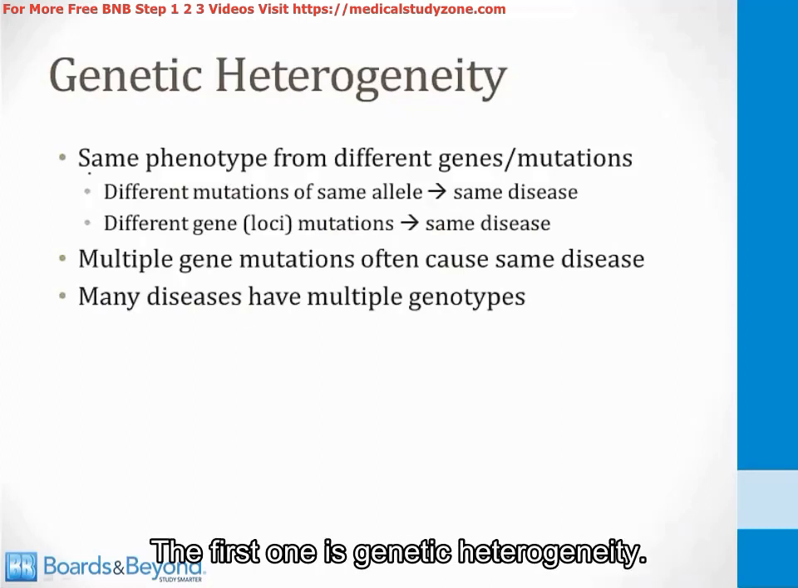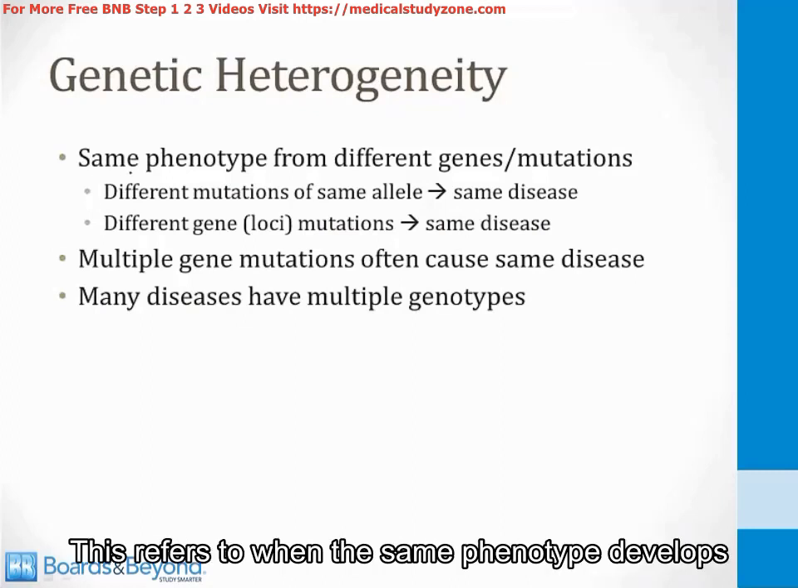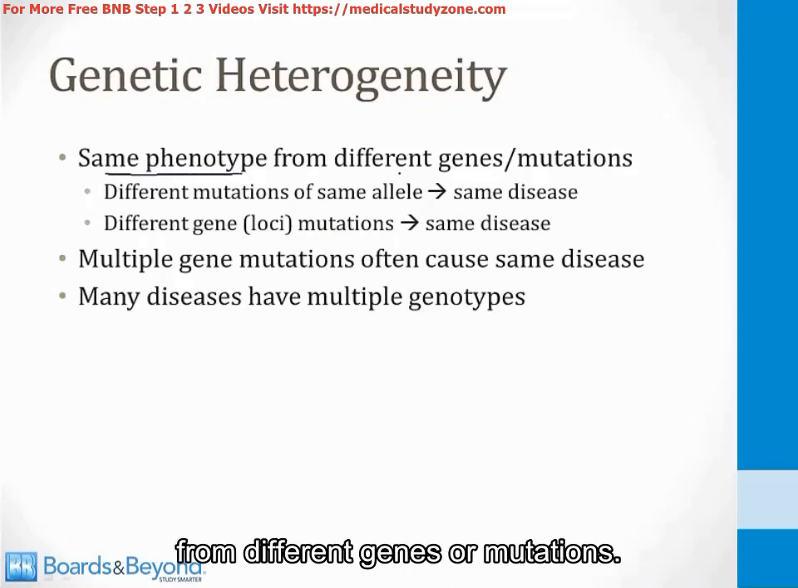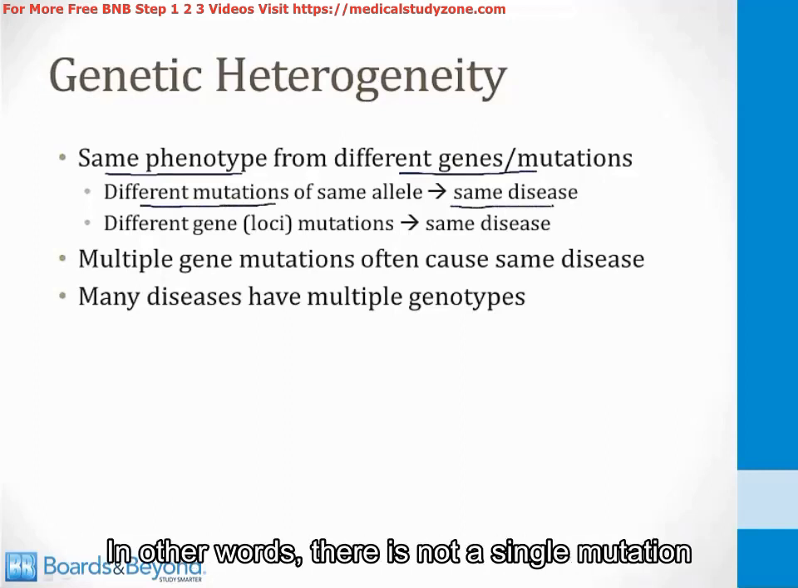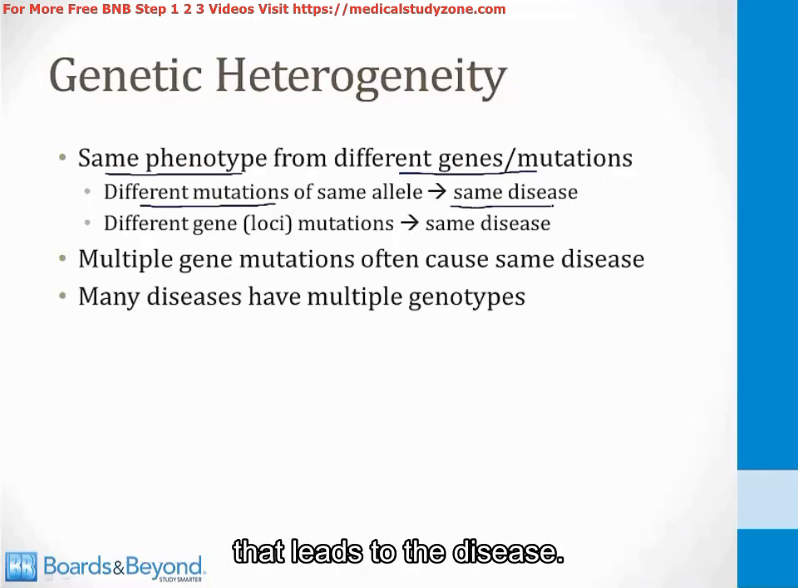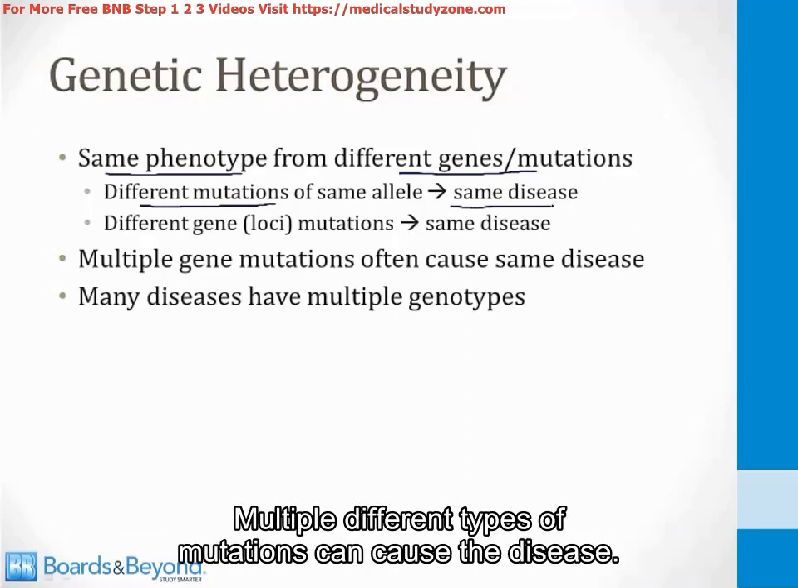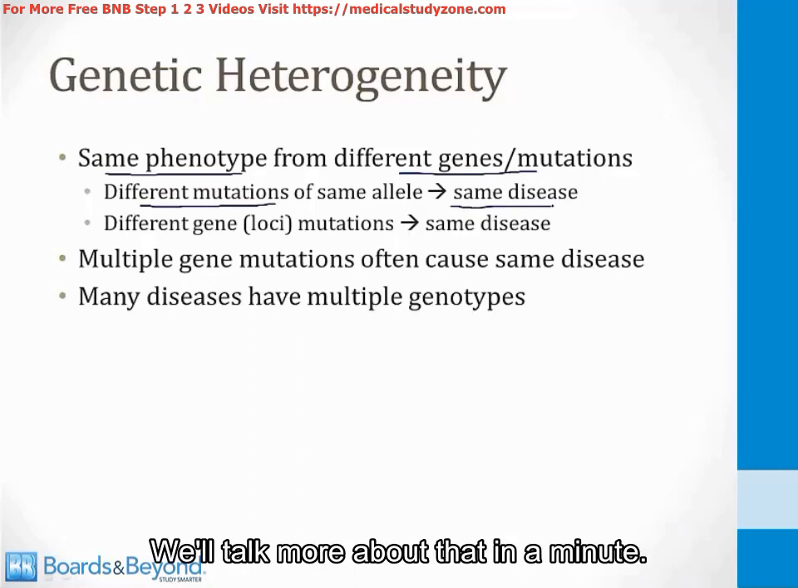The first one is genetic heterogeneity. This refers to when the same phenotype develops from different genes or mutations. For example, different mutations of the same allele can lead to the same disease. In other words, there is not a single mutation that leads to the disease. Multiple different types of mutations can cause the disease. We'll talk more about that in a minute.